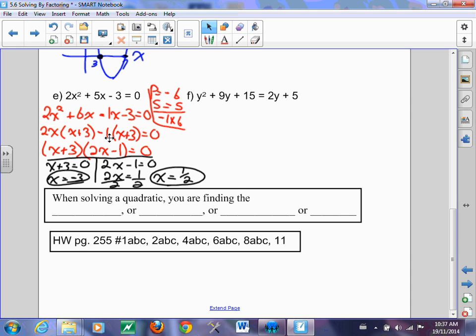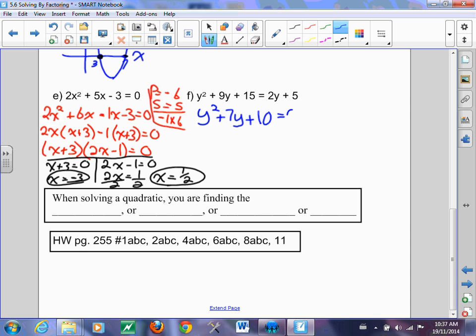All right. Last question, folks. We can do this. All right. What do we need to do? First of all, step 1, get all your terms to the left side. So y squared is already here. Let's combine the y's. So we got positive 9y. When we bring the positive 2y over, it becomes negative 2y. So you're going to have plus 7y. Okay, and then we've got plus 15. When you bring the positive 5 over, you're going to have plus 10 equals 0.